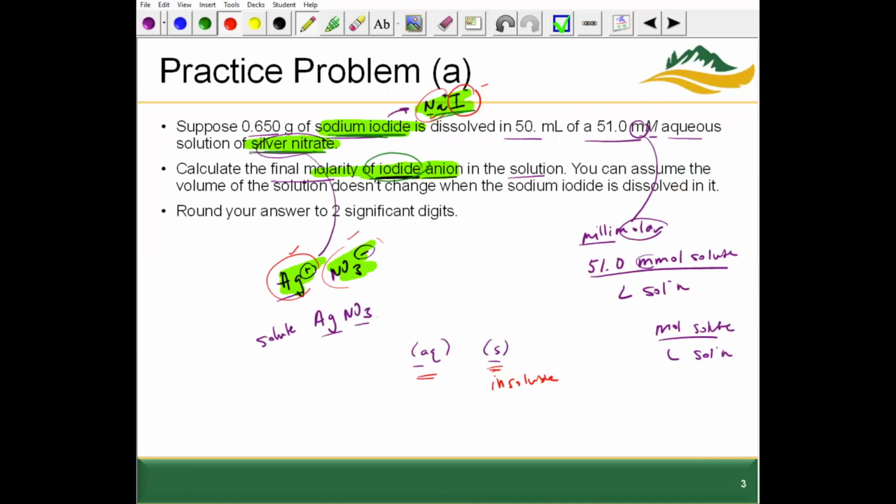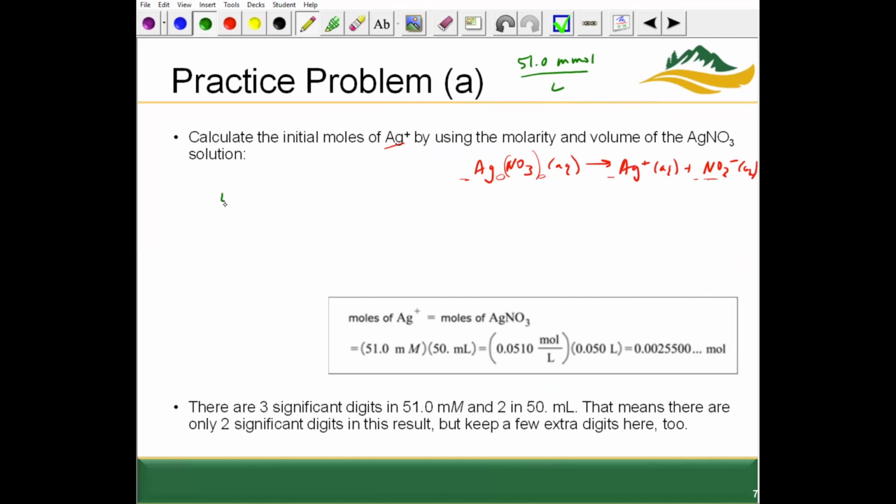Now we weren't given a mass this time, but we were given this concentration in millimoles per liter. So this is 51.0 millimoles of silver nitrate per liter of solution of silver nitrate. So now we can use this to end up getting moles of silver. So here we have 51.0 millimoles of silver nitrate, right? That's our solute per liter of solution.